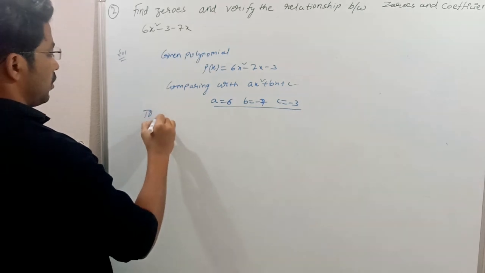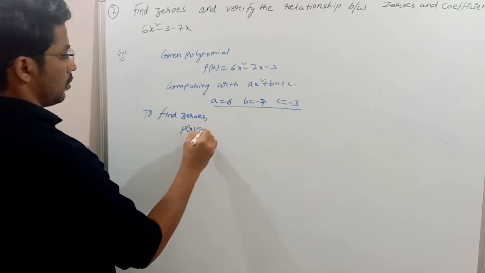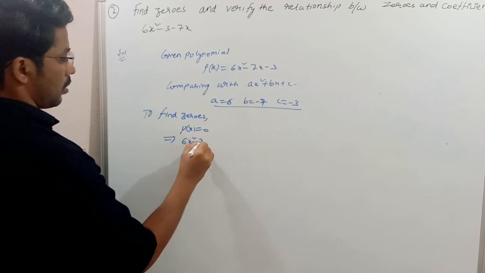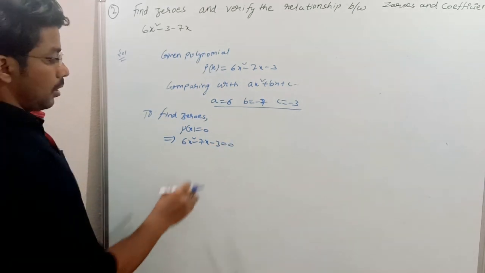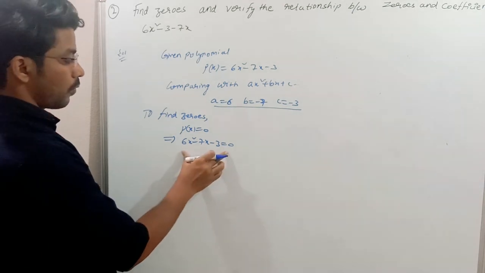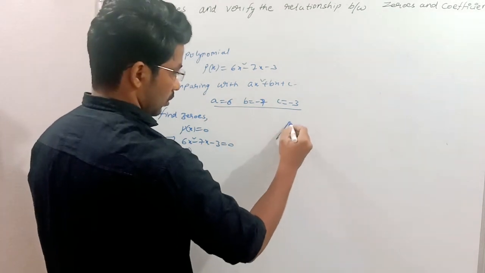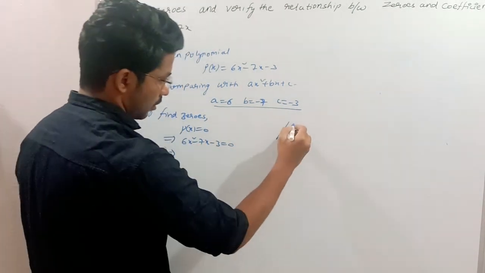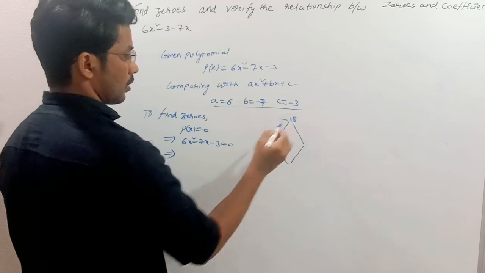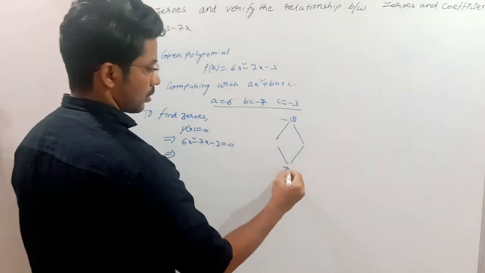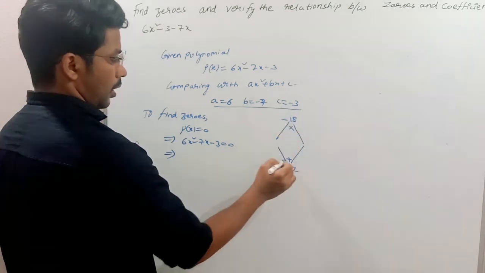So to find zeros, we know that we equate the given polynomial to 0. Now we need to factorize this equation. It is in the form of a quadratic equation. So in order to factorize this equation, we have to follow this method. So 6 into minus 3 should be minus 18, and the coefficient of x term is minus 7. So put it here. Now put into and plus here.